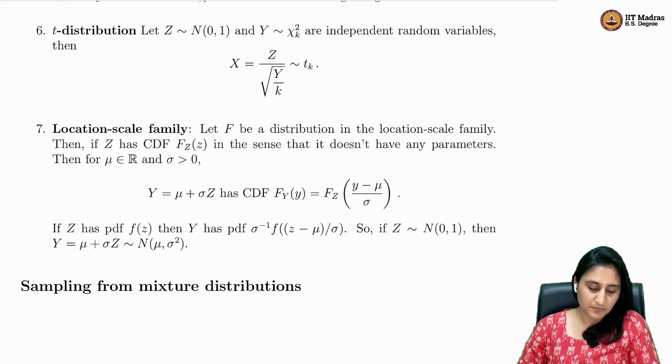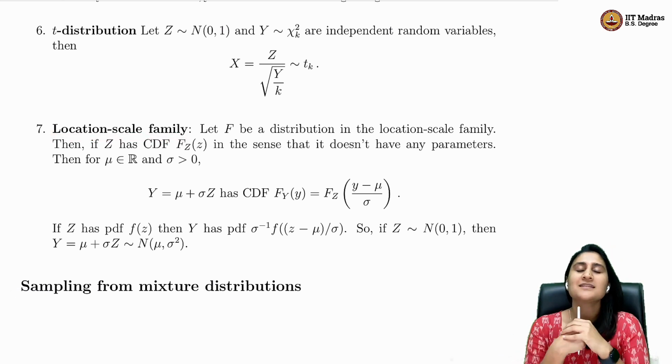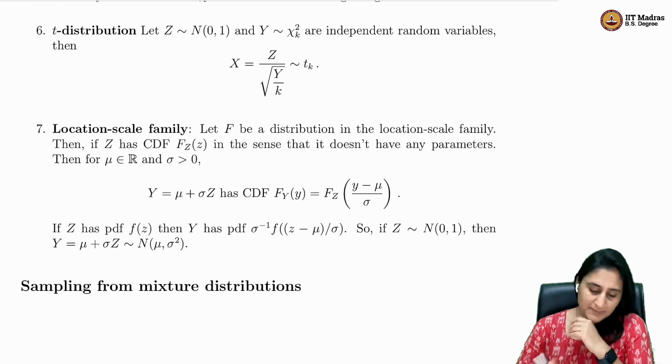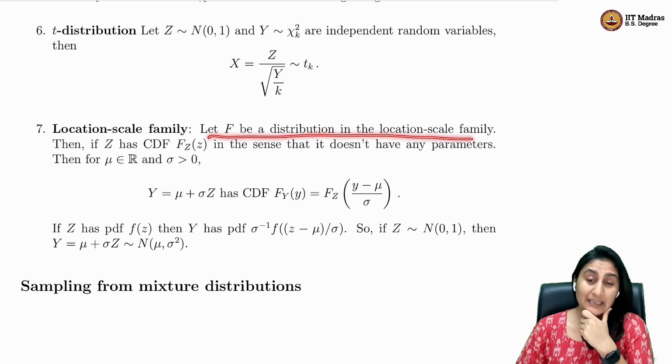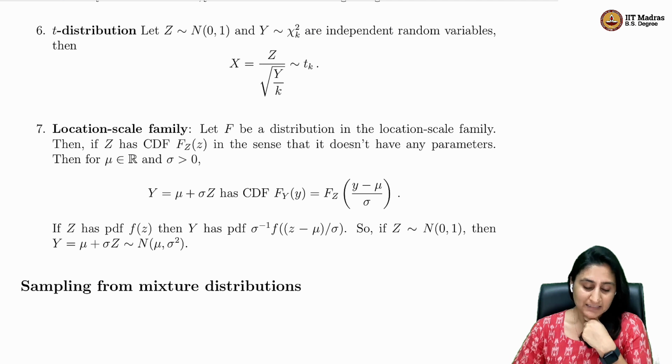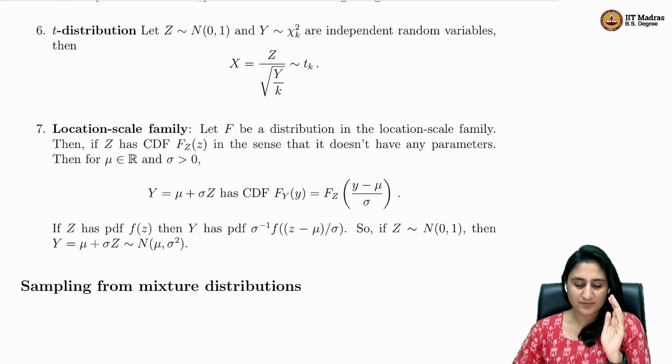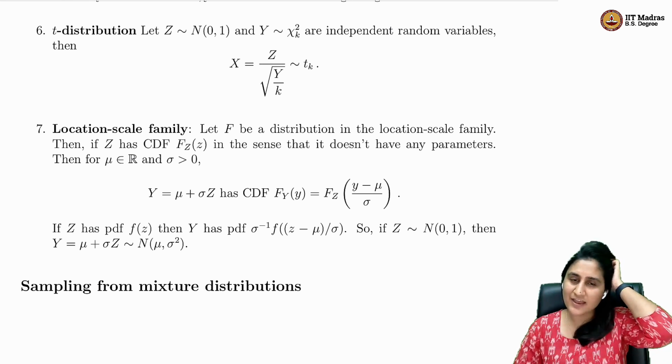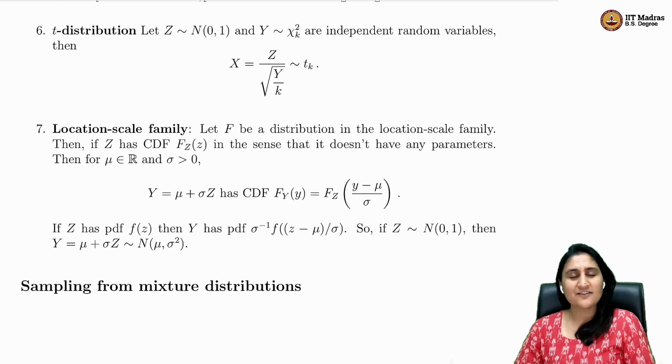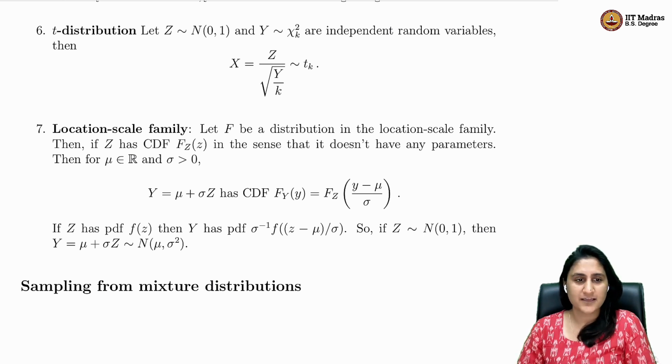feature of distributions that can be used to actually generate random variables, and that is that some distributions are from what you call a location-scale family, which means that if F is a distribution in the location-scale family, then a random variable Z has a CDF F_Z, in the sense that it doesn't have any unknown parameters. Okay, there's no more information you need to understand the distribution function of Z.